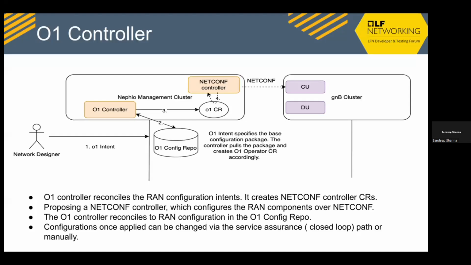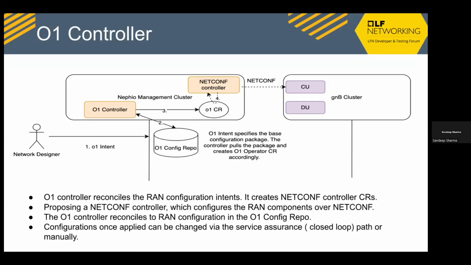What this slide shows is a proposal, an idea of an O1 controller, and it's a similar concept. The base configuration will reside in a repo so that we could have GitOps here. The user specifies a high-level O1 intent, which is reconciled by the O1 controller. As part of the reconciliation, it hydrates the base configuration and creates another CR, which can be understood by a netconf controller. I'm calling this a netconf controller because it will talk netconf in the southbound to the CUs and DUs.